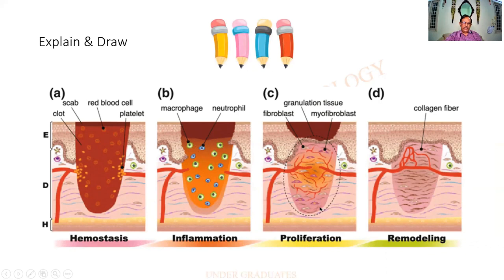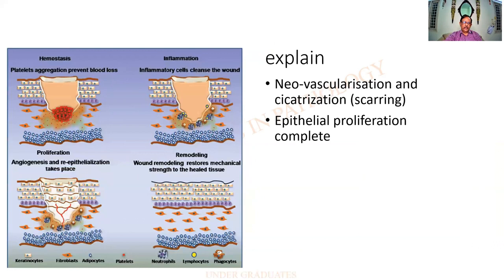Very good diagram, easy for you people to draw. It will fetch you marks. Again, the same one being explained. I will not go into the finer details of it. I would like you people to kindly practice. So there can be neovascularization, scarring can be present, and epithelial proliferation is complete.